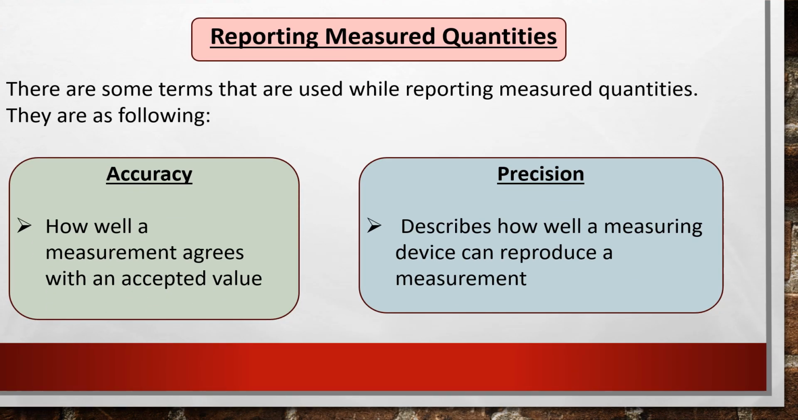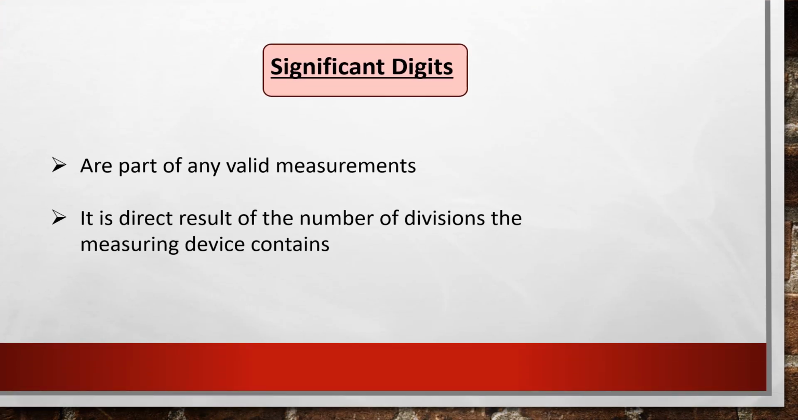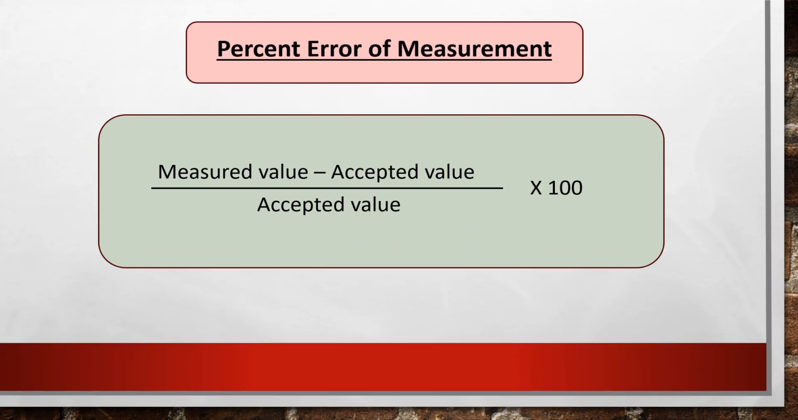Reporting measured quantities. There are some terms that are used while reporting measured quantities. They are as following: accuracy, how well a measurement agrees with an accepted value, and precision describes how well a measuring device can reproduce a measurement. Significant digits. Significant digits are part of any valid measurements and it is direct result of the number of divisions the measuring device contains. Formula for percent error of measurement: measured value minus accepted value divided by accepted value multiplied by 100.